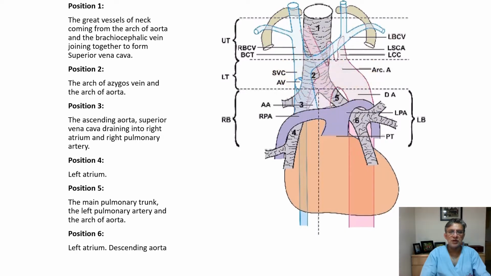Position 2 where we see the arches of azygos vein and aorta. Position 3 where we see the ascending aorta and superior vena cava. Position 4 where we see the left atrium. And then we go into position 5, we see the left main pulmonary trunk, left main pulmonary artery and the arch of aorta. And lastly, the descending aorta as well as the left atrium.